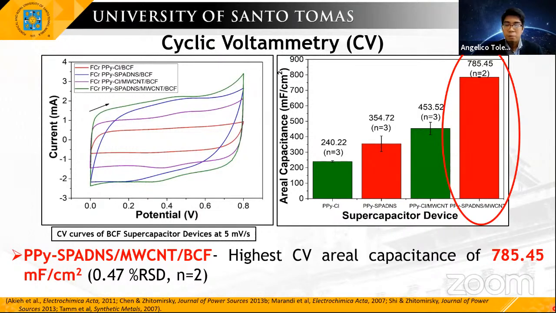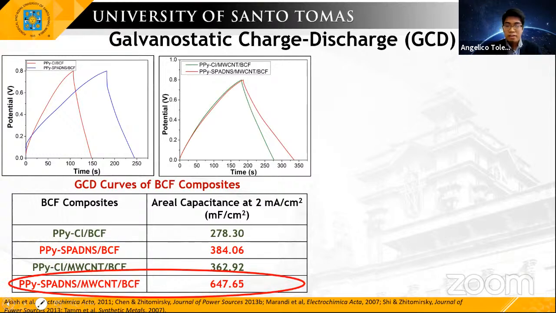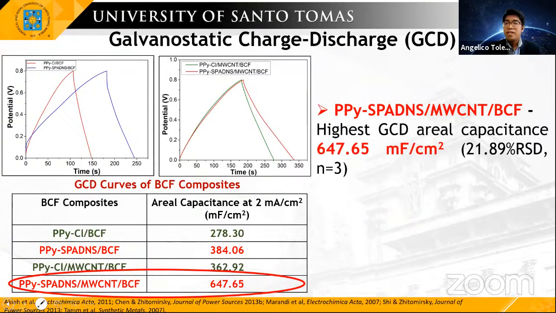So for the galvanostatic charge discharge, this is basically your sample. You will charge the sample until it reaches the peak voltage, and then you release the charge under constant current. That's why it is galvanostatic. And again, polypyrrole SPANS multi-wall BCF has the highest GCD areal capacitance of 647.65 millifarad per squared centimeters.